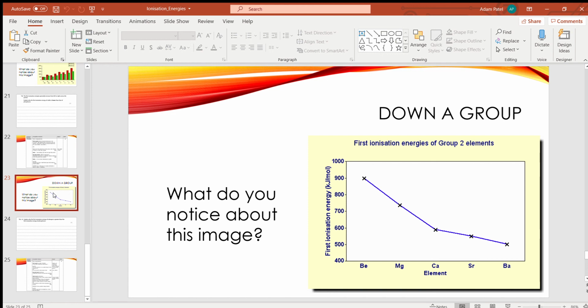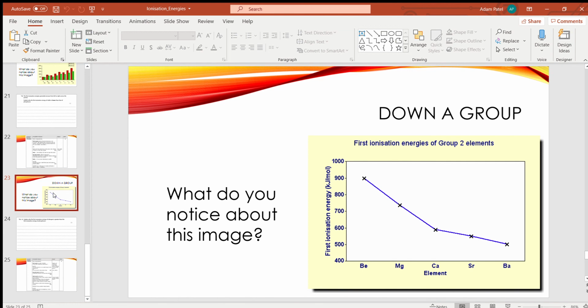Because we're increasing the number of shells, we're getting more shielding as we go down the group, and the outer electrons are getting further from the nucleus. So there's less attraction between our nucleus and the outer electrons. Therefore, less ionization energy is required to remove an electron because of that reduced attraction as you go down the group. So hopefully that's explained the trends.